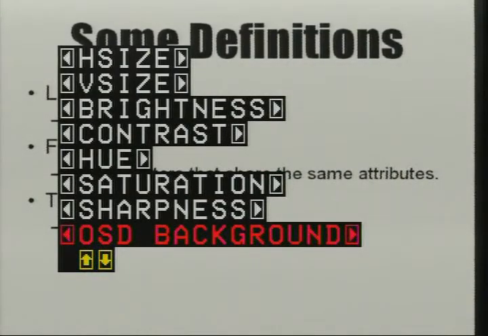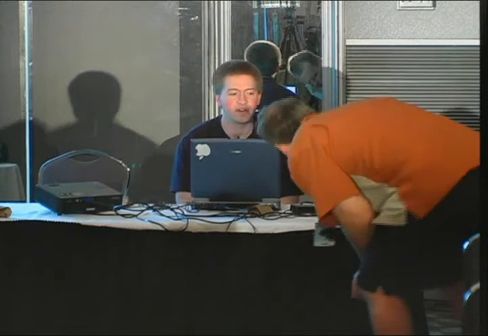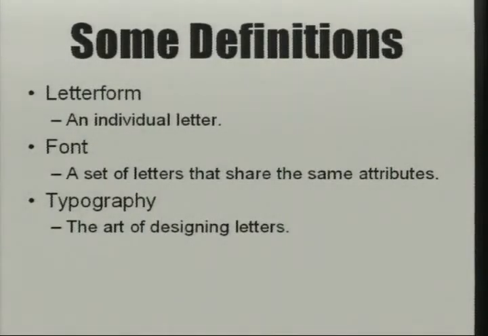Here are some definitions first for those people who might need them. This is the terminology that's going to be used. Letter form is just an individual letter, or something that claims to be a letter, and we'll get into that later on. A font is a set of letters that share the same attributes. When you talk about a font family, a lot of times it'll include a bold or italic, but all the letters, uppercase and lowercase, all share the same attributes. They all look the same.